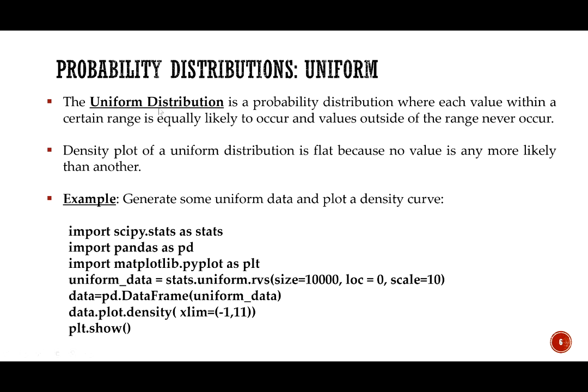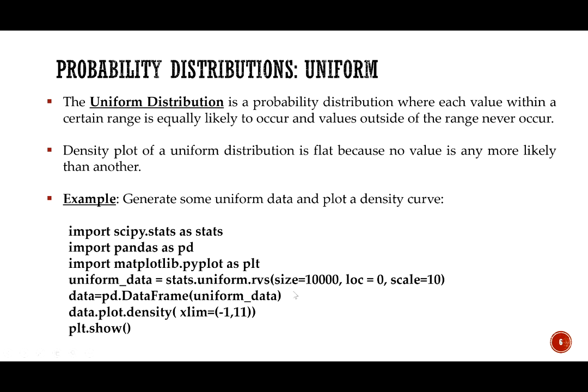First, we import scipy.stats, and then I assign a nickname as stats. We are going to use pandas as a data structure and also use the matplotlib library just to plot the result. First, I define a variable named uniform_data. So I call my stats library, then .uniform, this is the probability distribution, .rvs.